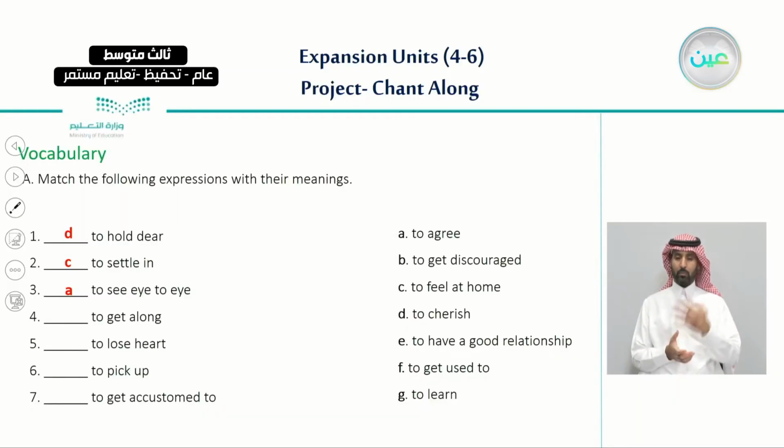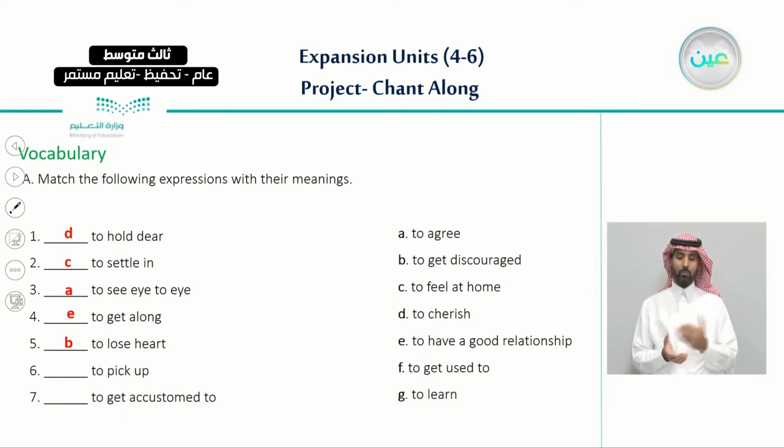Now, number 4, to get along. To get along means to have a good relationship. We say in the chant that we have to accept each other to get along. It means to have a good relationship and to coexist in harmony. Number 5, to lose heart. Be patient, don't lose heart. So this is the sentence for this expression. So what do we mean by to lose heart? The meaning of this one is B, to get discouraged, to get frustrated. This is what we mean by to lose heart.